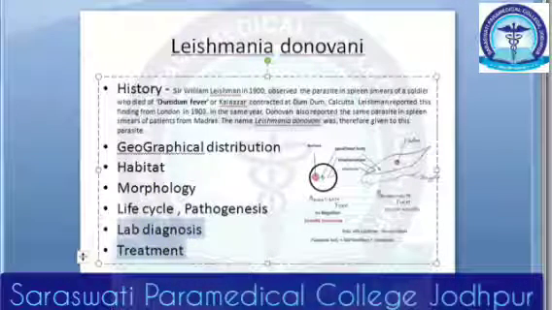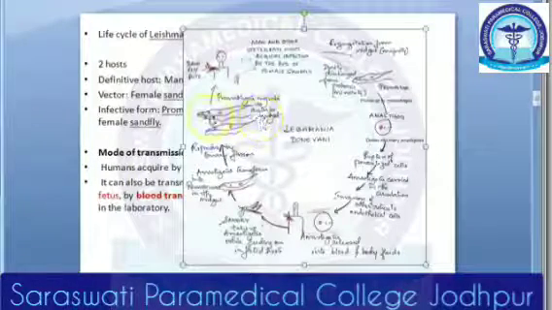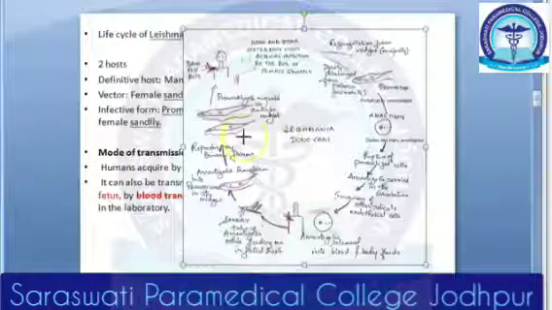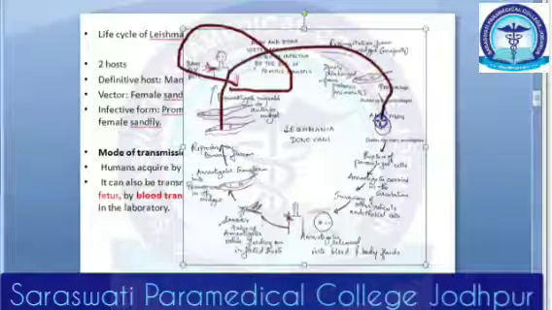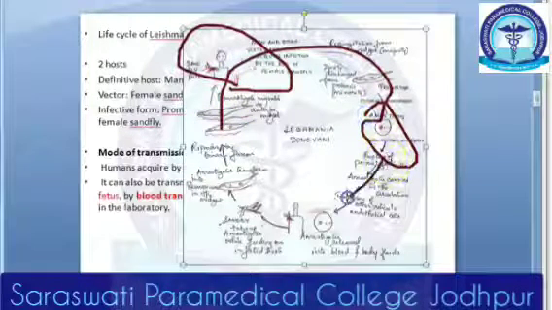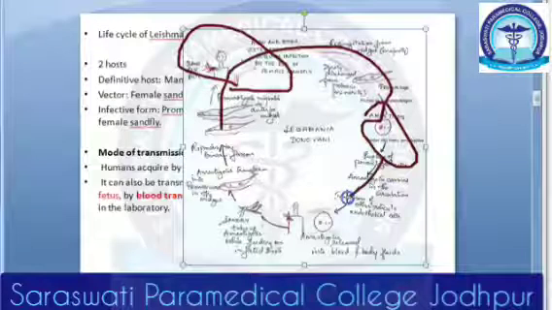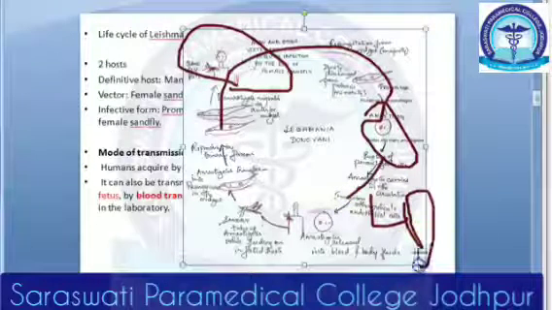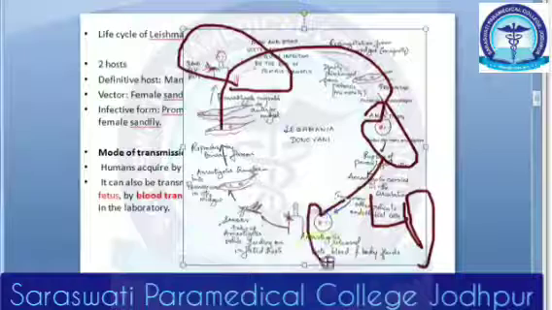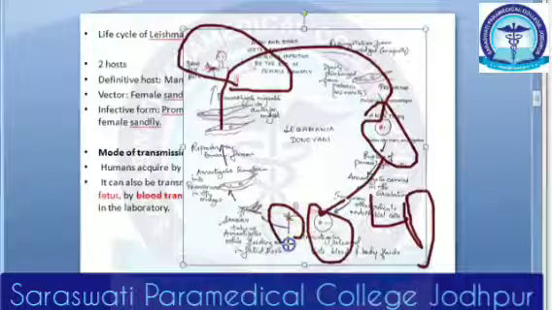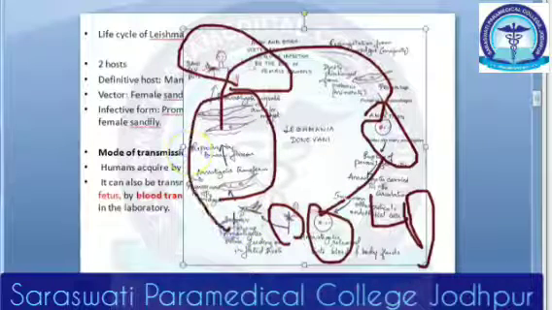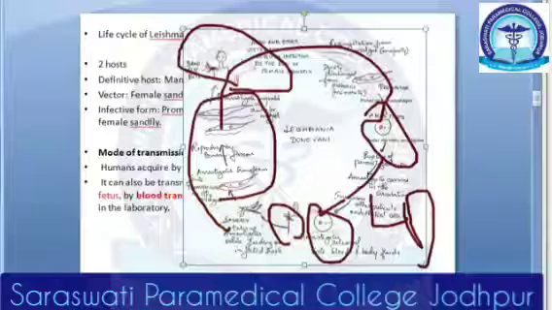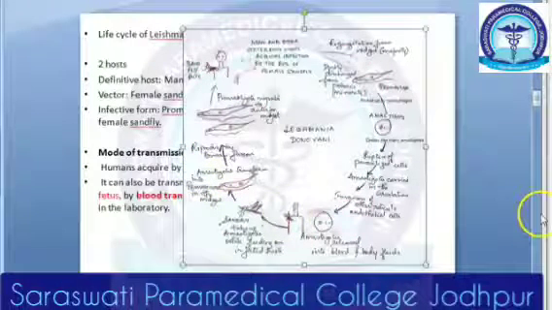If you remember the life cycle, this was what was taught: in man the promastigote enters and becomes an amastigote. It travels in our blood and lives in the macrophages, giving the LD bodies. Then these amastigotes are picked up by the next sandfly which bites the man, and in the sandfly this amastigote becomes a promastigote again and multiplies. This much you have seen in the life cycle.